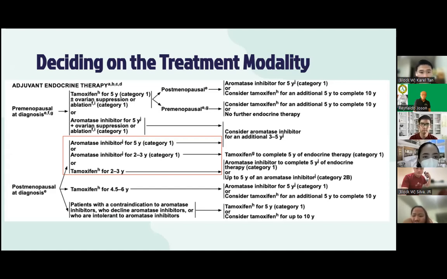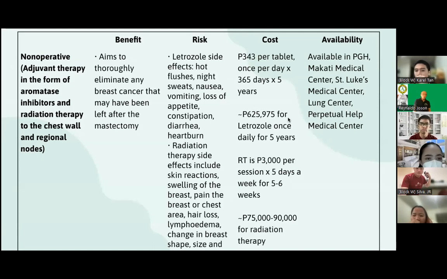Next slide, please. And then for this non-operative adjuvant therapy in the form of aromatase inhibitors and radiation therapy, of course, the benefit is to eliminate the breast cancer completely, even whatever may remain, especially if there's nodal invasion. But the risk, of course, is that all of these drugs have their own side effects, and radiation therapy also has its own side effects, as mentioned here in the column on risk.